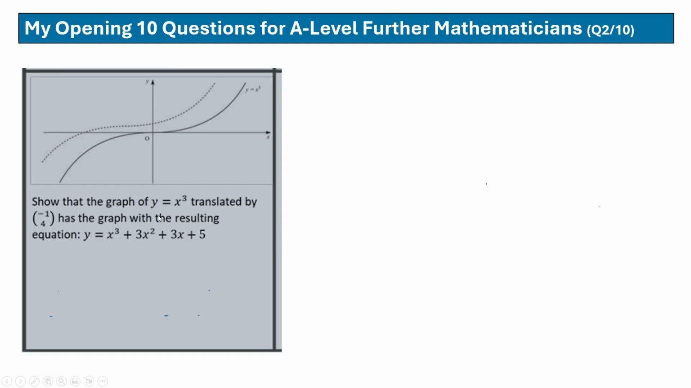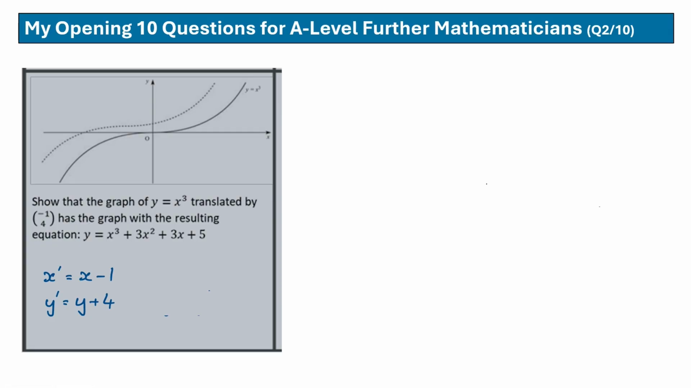I've got the graph of y equals x cubed. As we know, that's a cubic shape, goes upwards on the right and comes down on the left. And then I'm translating it by -1, 4. So in other words, if I move the graph, my new x values are going to be 1 to the left, and my new y values are going to be 4 upwards. So in other words, I've got new x values and new y values based on the original values I had.